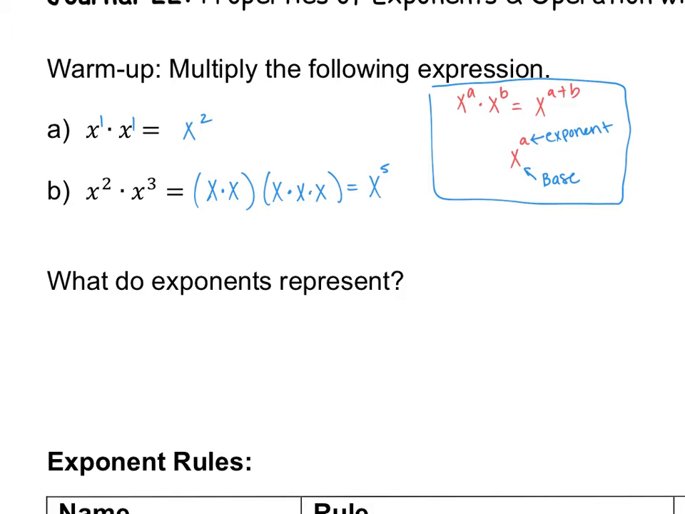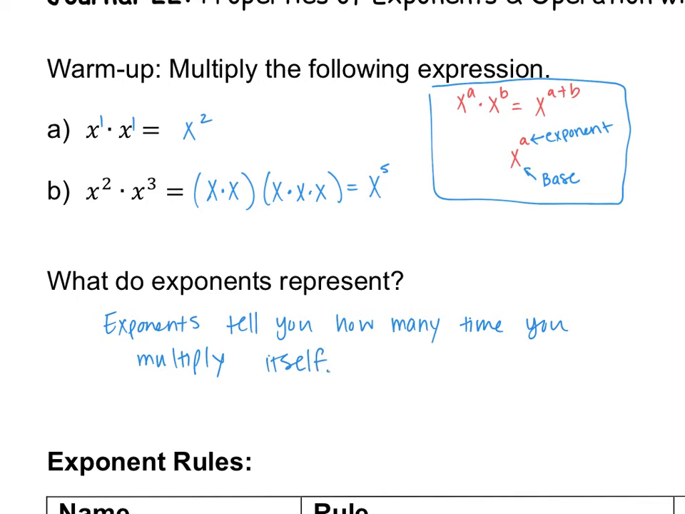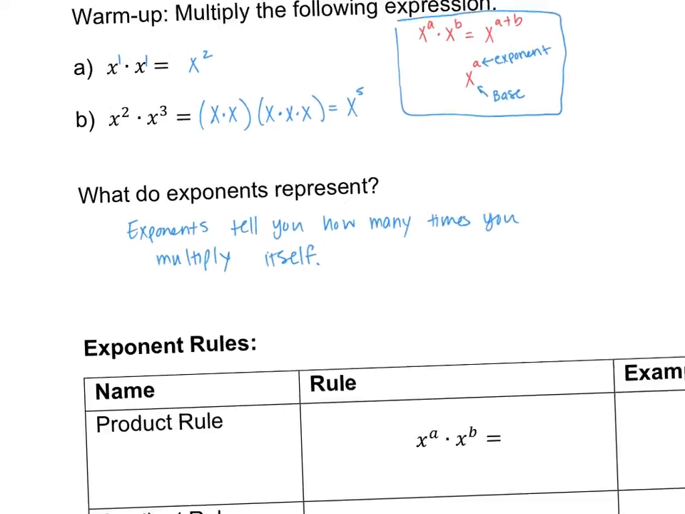Exponents represent how many times you multiply itself, meaning how many times you multiply x. So in other words, we can describe that exponents count or tell you how many times something multiplies itself. There we go. So exponents tell you how many times you multiply itself.